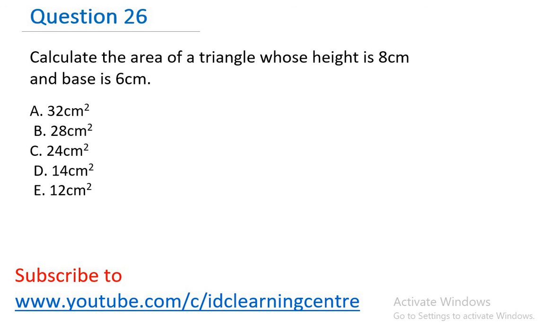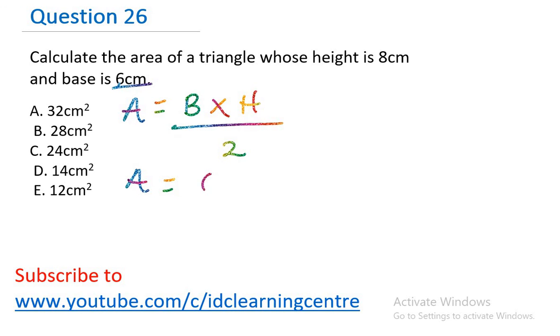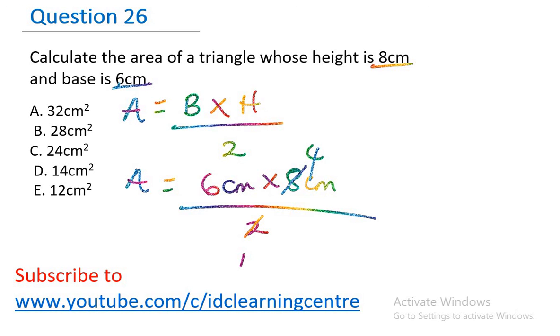Question 26. Calculate the area of a triangle whose height is 8 centimeters and the base is 6 centimeters. Area of a triangle is base times height divided by 2. So the base according to the question is 6 centimeters and the height is 8 centimeters. 6 centimeters times 8 centimeters divided by 2. 2 here 1, 2 into 8 is 4. 6 centimeters times 4 centimeters, 6 times 4 is 24. Cm times cm, cm squared. So the right answer is C.